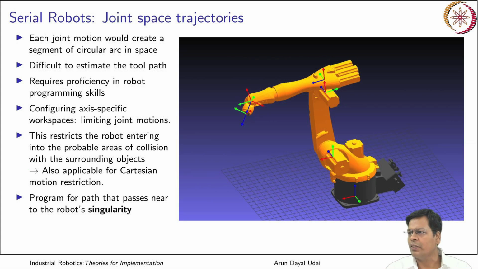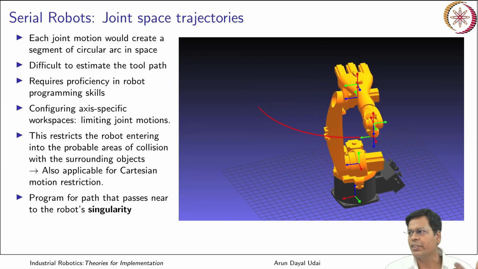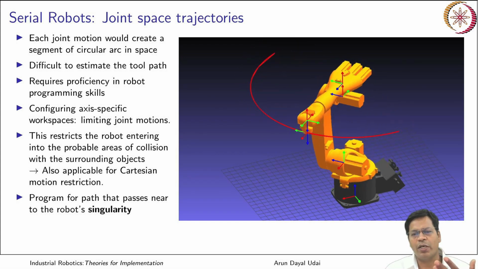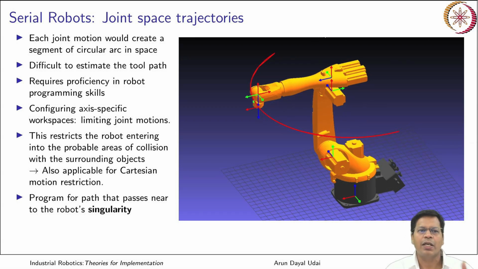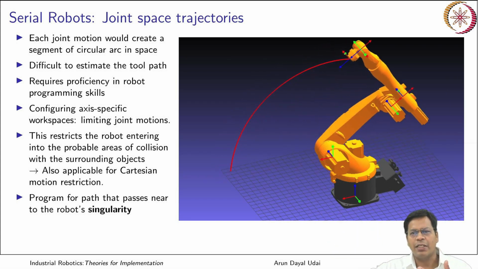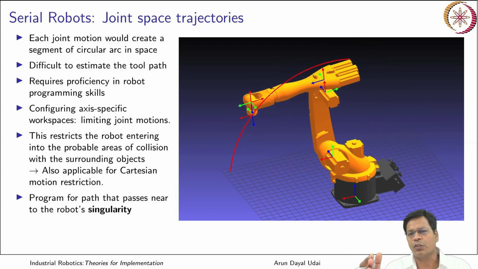Okay, so programming for a path that passes near the robot's singularity. This is very much to be understood first. So I'll show you in kinematics why a robot is singular. Those are the places where you should avoid the robot going, because that is where it is mathematically singular and you don't have a solution to get the joint velocity corresponding to any Cartesian velocity. Okay, so there is no relation that exists, at least in those places.